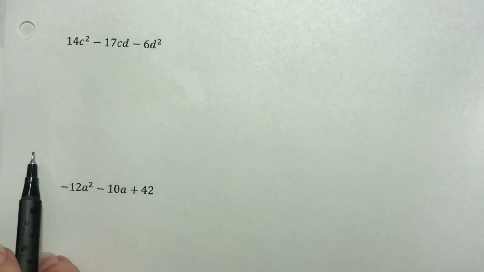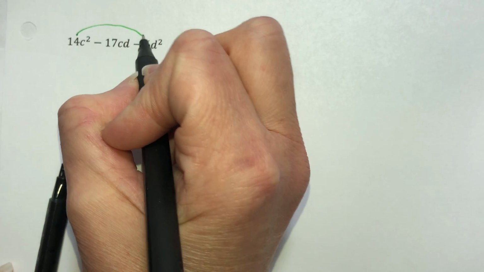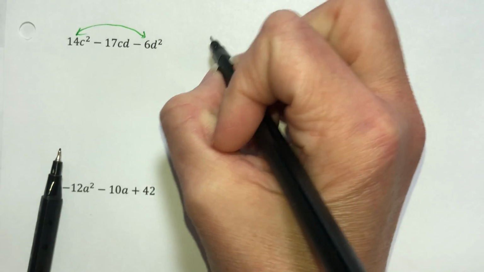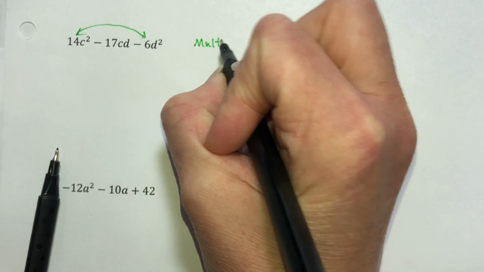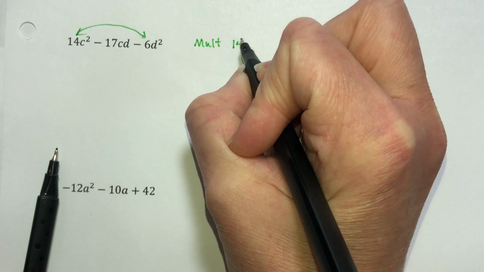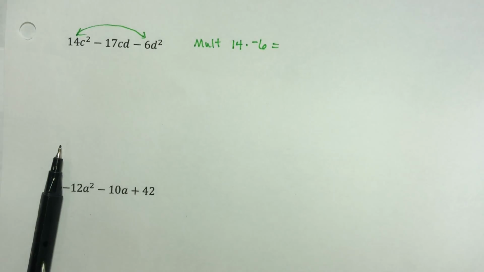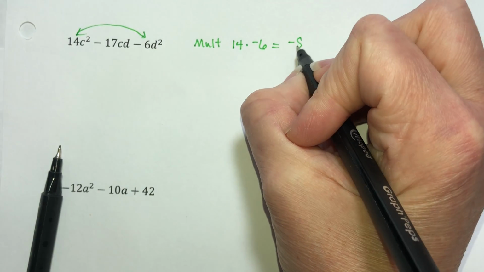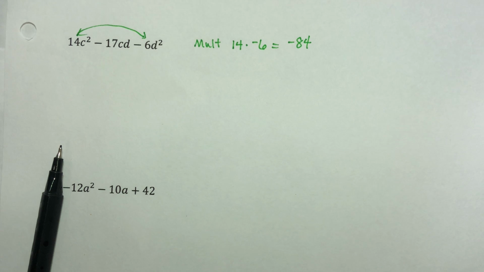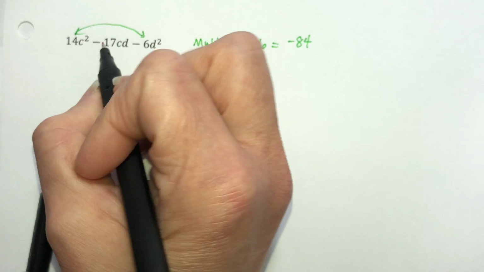Okay, so now we pretty much ignore our variables, and we're going to find what we multiply to and what we add to the same way. I'm going to take this 14 times the negative 6. So I'm looking for two numbers that multiply to whatever 14 times negative 6 is, and that is negative 84. And then I want them to add to negative 17.